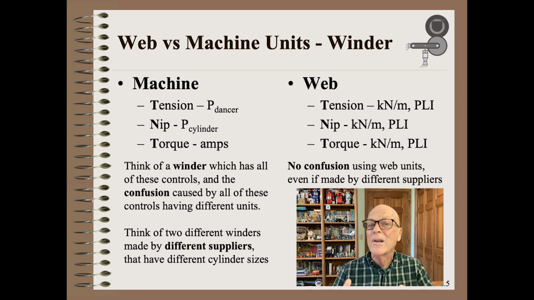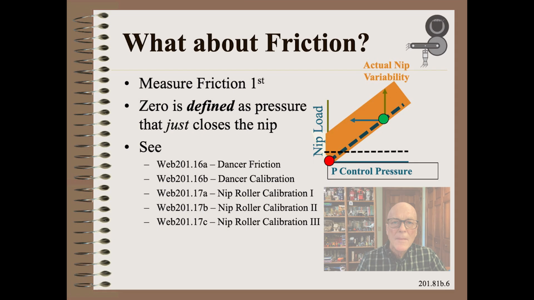Contrast that with what winder controls would be calibrated in web units. Tension is in PLI, nip is in PLI, and motor torque is in PLI.